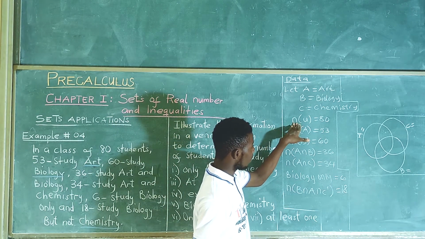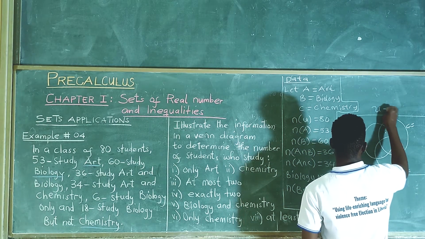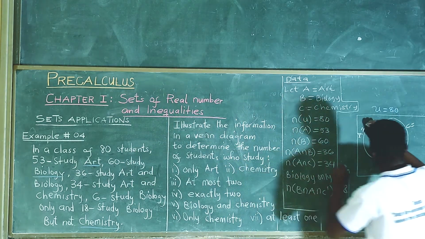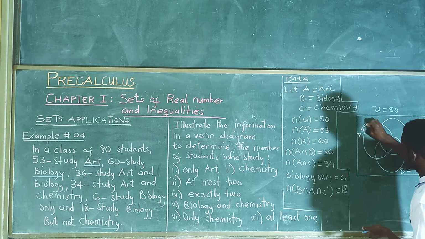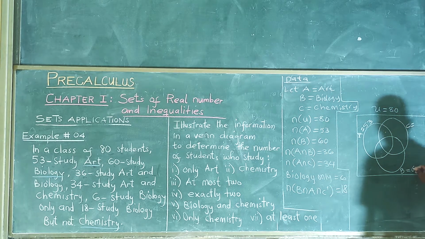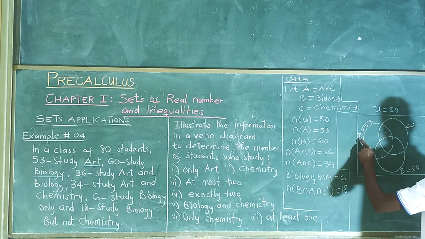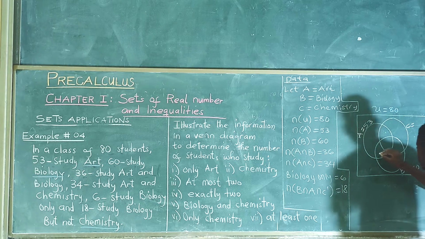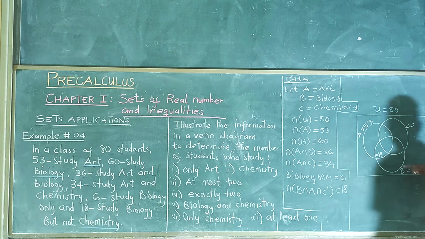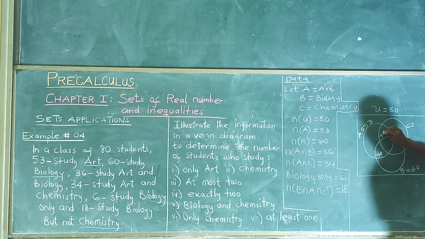The number of elements in the universe is 80, so I'm going to write it right here: U equals 80. The number of students who study art is 53, so I'm going to write 53 for art. The number who study biology is 60, for biology. Art and biology is 36, so I'm going to write 36 right here. Art and chemistry is 34, so I'm going to write 34 here.